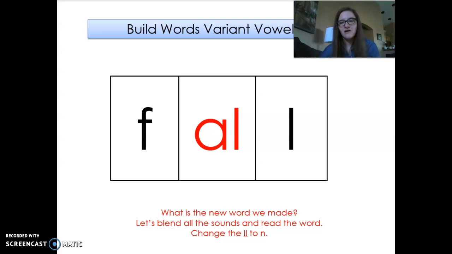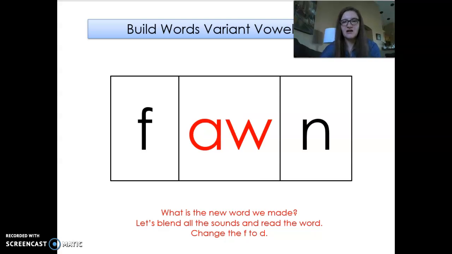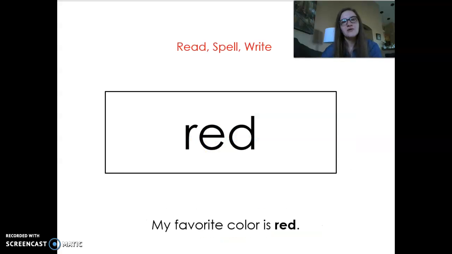What's the word? Ball. Change the double L to an N. Okay, we might need to change the spelling of the ah, but if we keep the sounds and just change the L's to an N, what does it become? Fawn. So here we have a W working together to keep the ah sound. Change the F to a D. What's the word? Dawn.